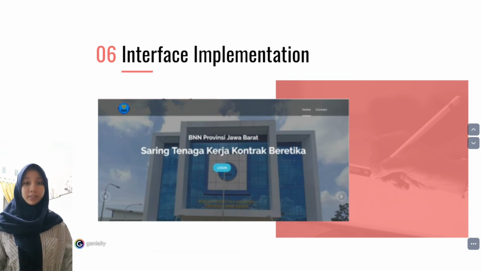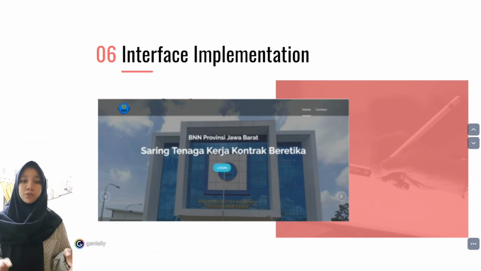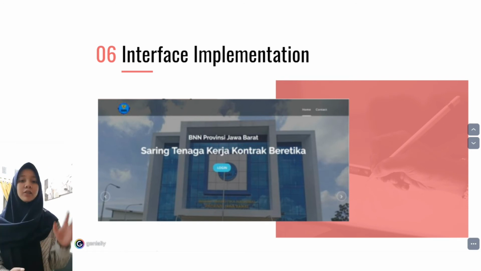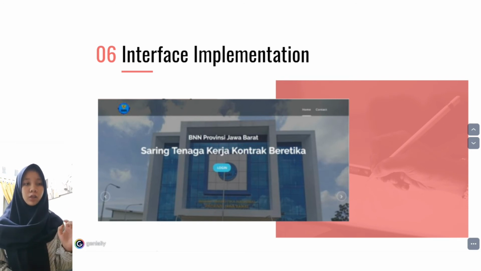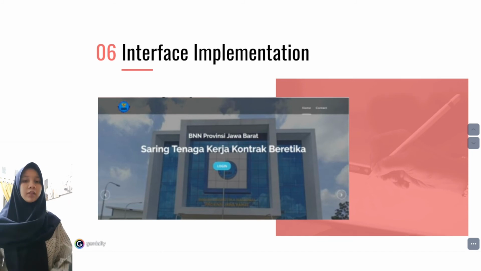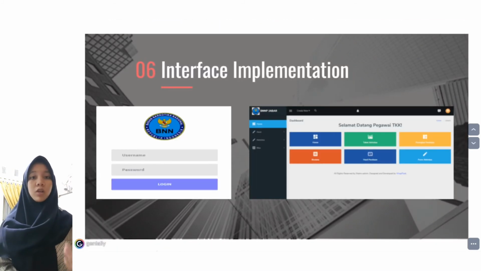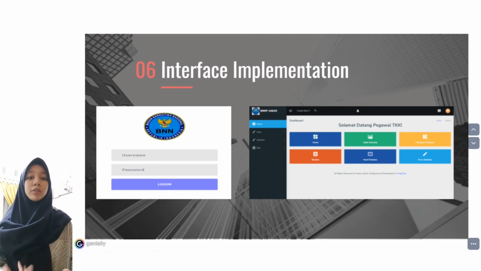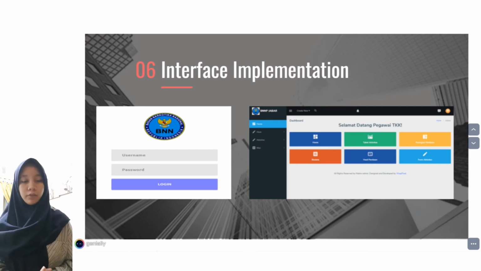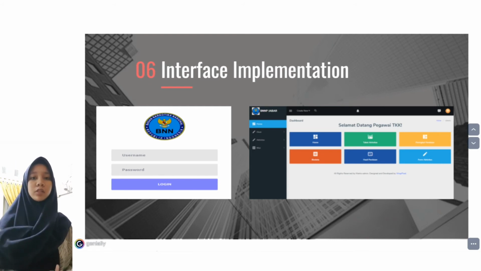Now let's continue to the next section, Interface Design Implementation. This is the interface built by the CodeIgniter framework. At the first of the website, we can see the home page. When we land on the website, this is the interface, a login form. If users log in, it will be different between employees, the head of subdivisions, head of division, and the head of BNN.